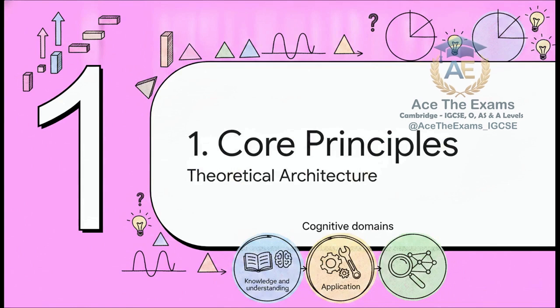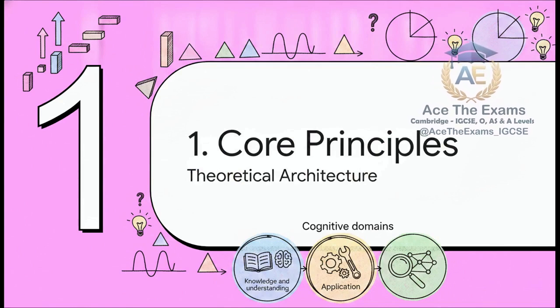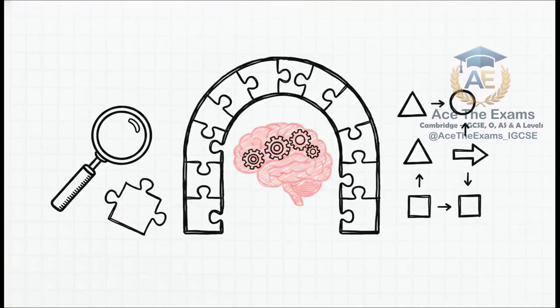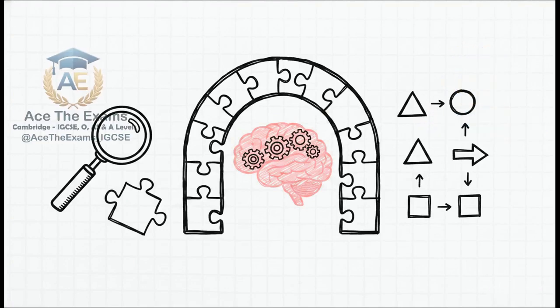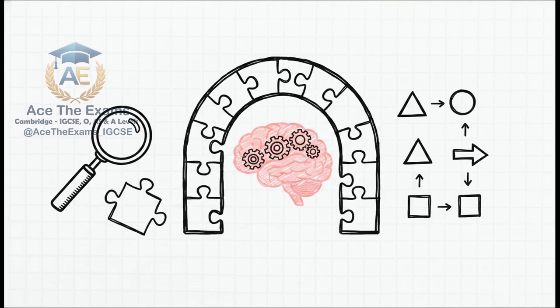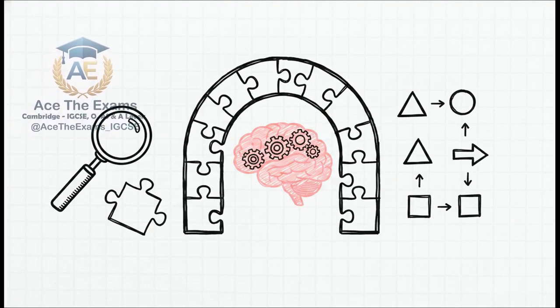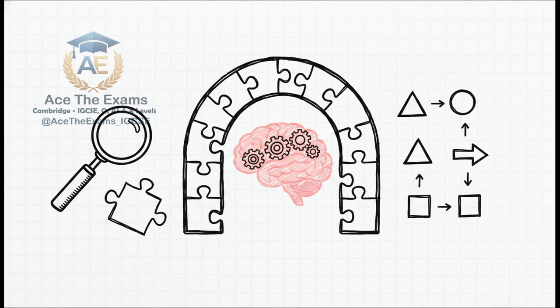Section 1. Core Principles, Building the Theoretical Architecture. Okay, let's move on and see how this builds our foundation. Right now, router Alex is staring at the console, totally frozen, trying to memorize every single decimal variation of these angles. That is a critical error.